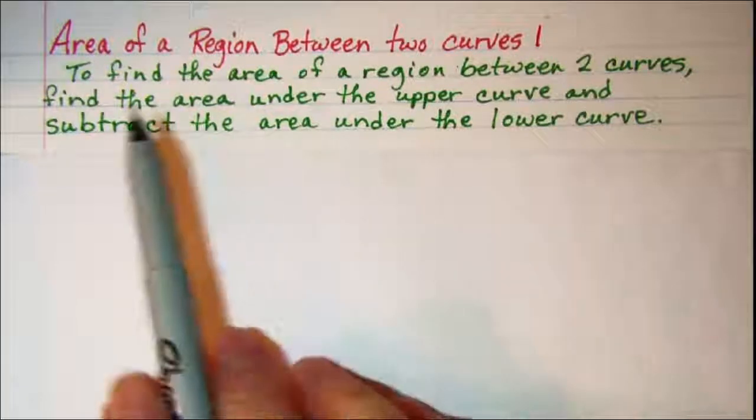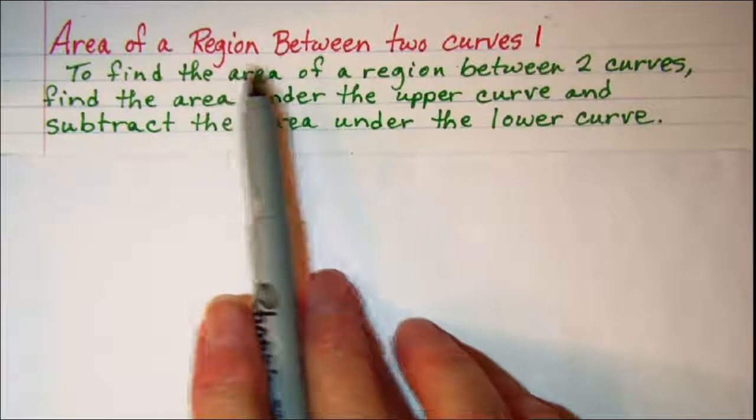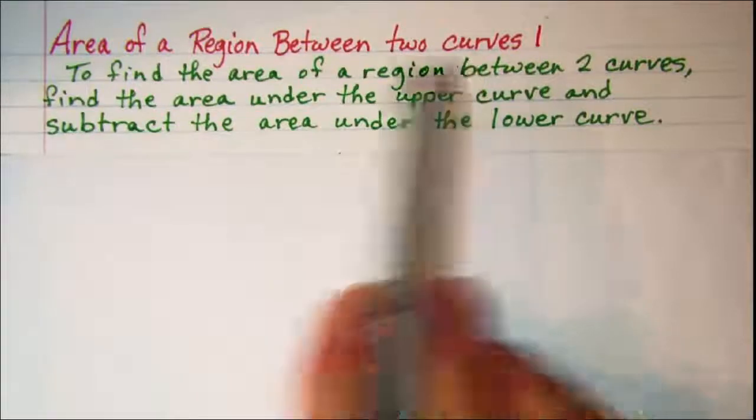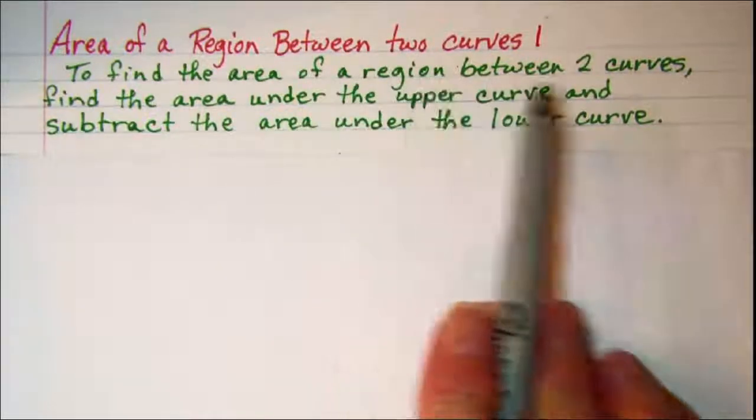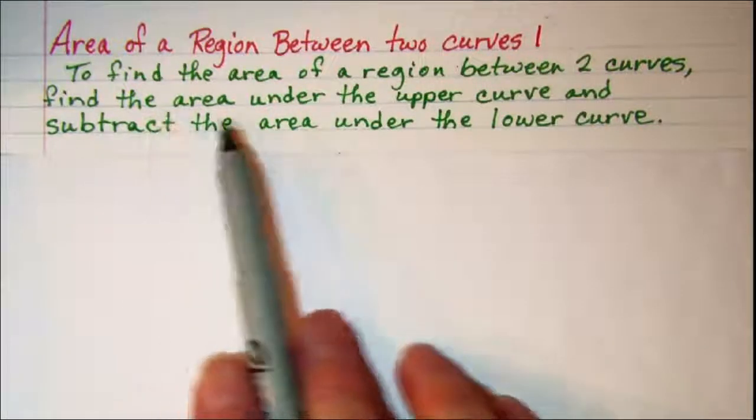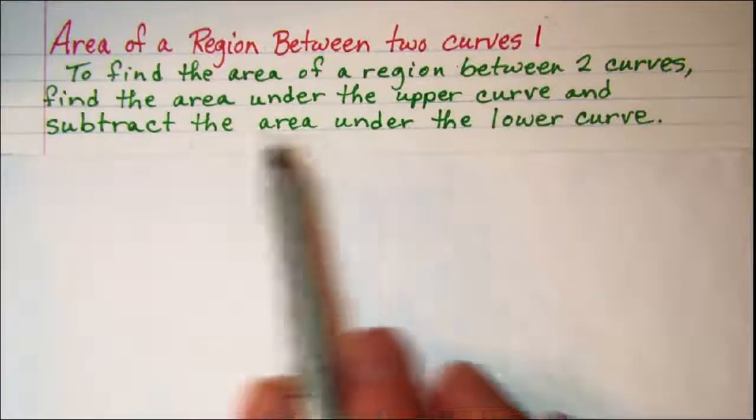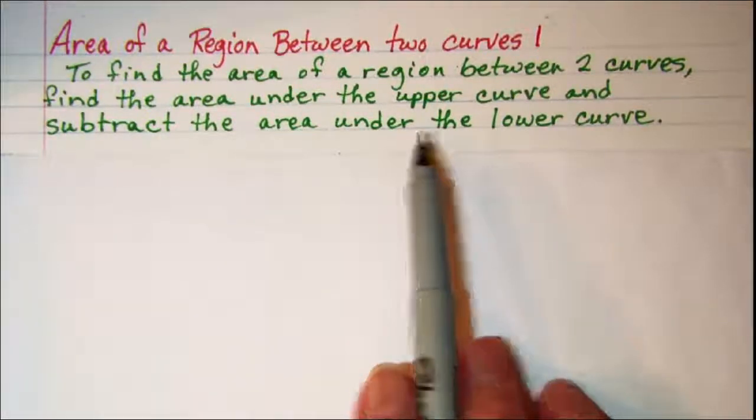In this video, we'll be finding the area of a region between two curves. To find the area of a region between two curves, find the area under the upper curve and then subtract the area under the lower curve.